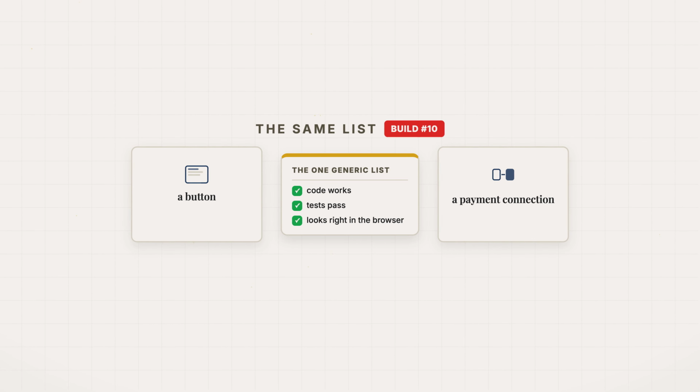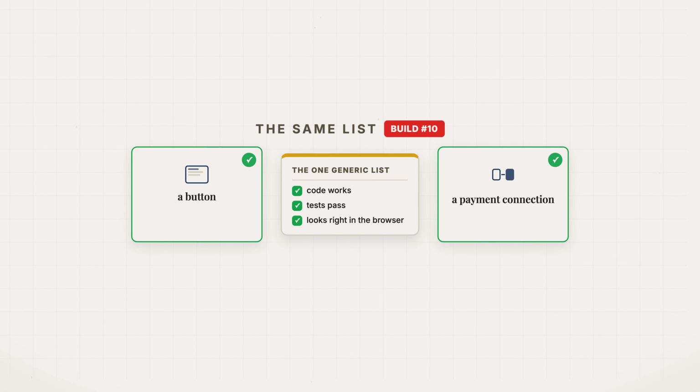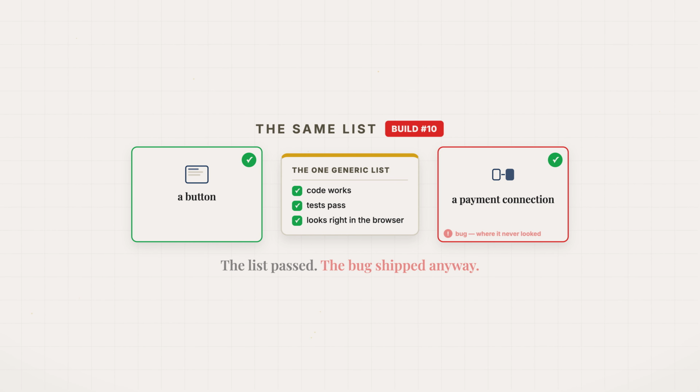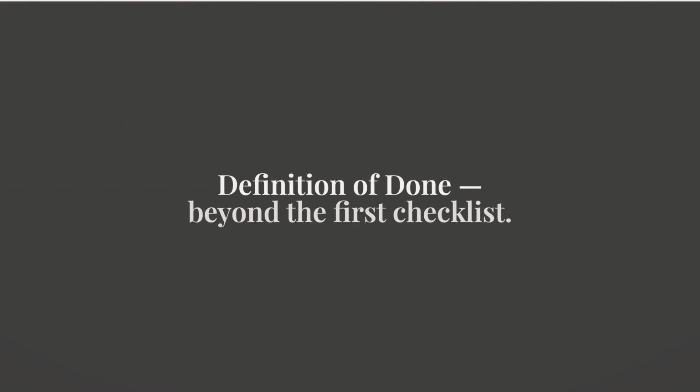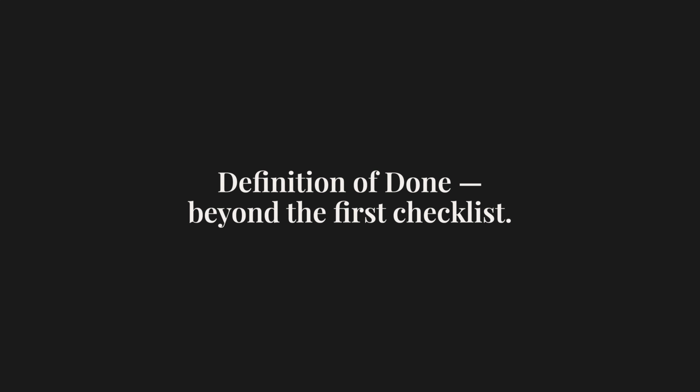That list was the right call for one feature. It is the wrong tool for your 10th. Because that one generic list checks a payment integration the exact same way it checks a button. And those two things break in completely different places. So the list passes, you ship, and the bug was sitting in the part the list never thought to look.